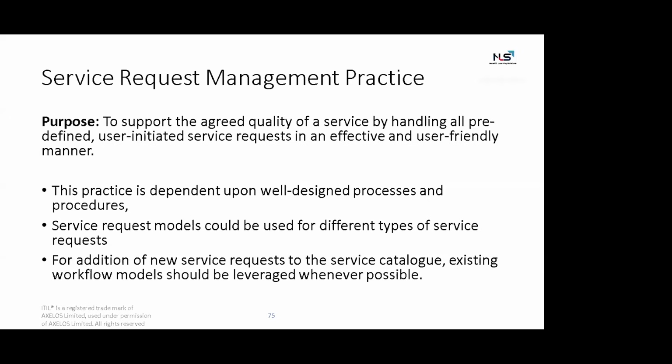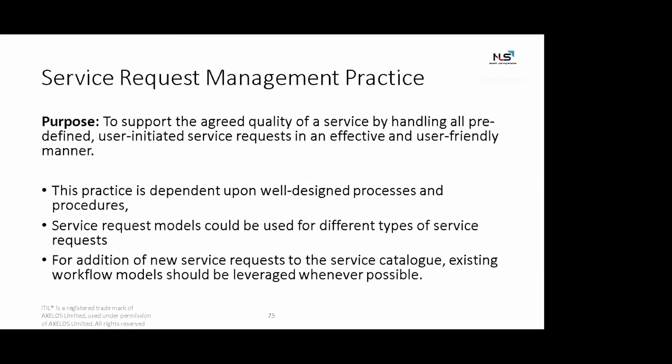Okay. Second, how is this happening? This practice is dependent upon well-designed process and procedure. For example, few people know what is a service request and what is an incident. Suppose I do not have a port available on my laptop, so I will raise an incident for that. I need some additional port or USB hub for that.